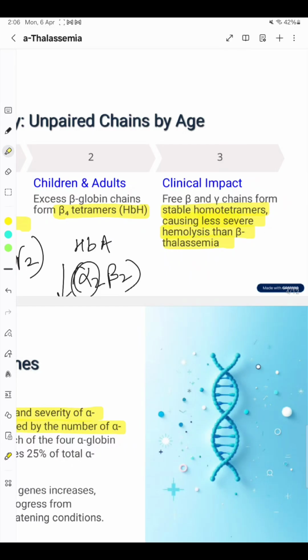As in beta thalassemia, the beta chain is decreased, so there are alpha tetramers in beta thalassemia. They are slightly more unstable and result in more RBC membrane damage and more severe hemolysis.